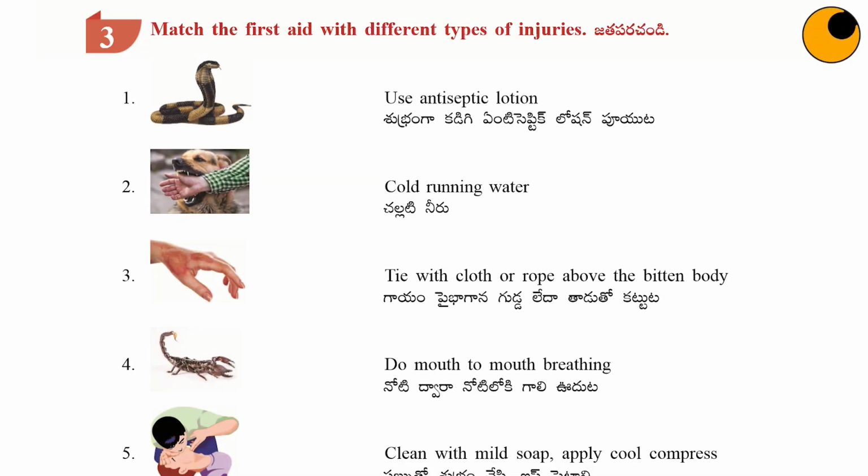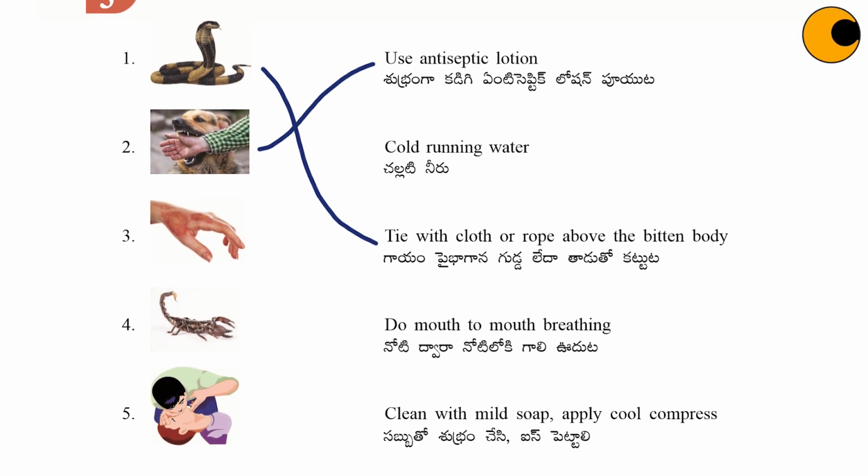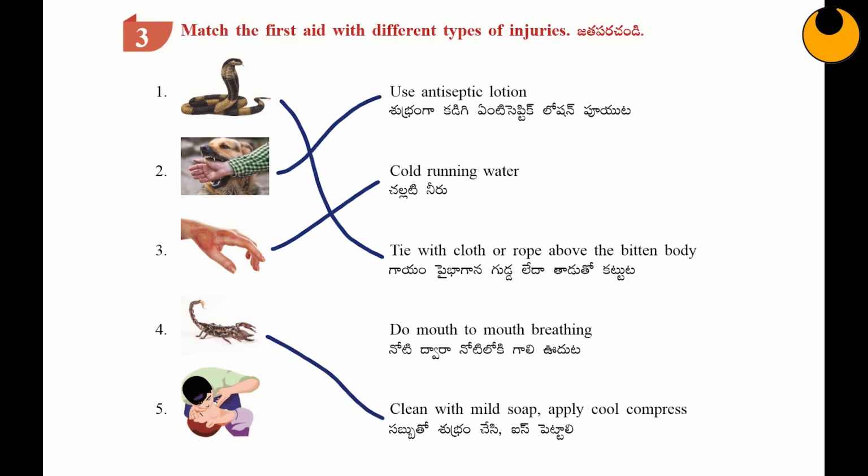Match the first aid with different types of injuries. Snake bite. Tie with cloth or rope above the bitten body. Dog bite. Use antiseptic lotion. First aid to burn. Cold running water. Scorpion bite. Clean with mild soap. Apply cold compress. Drowning in water. Do mouth to mouth breathing.